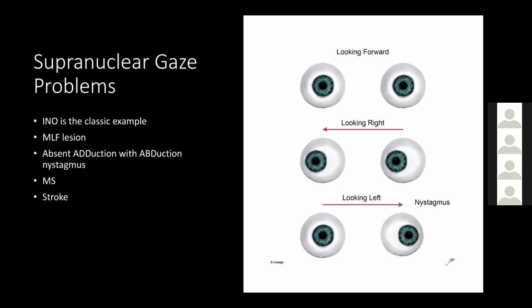This happens if it's complete. If it's partial, it will be more subtle. It's a classical presentation for MS in the younger population and a stroke in the older population.